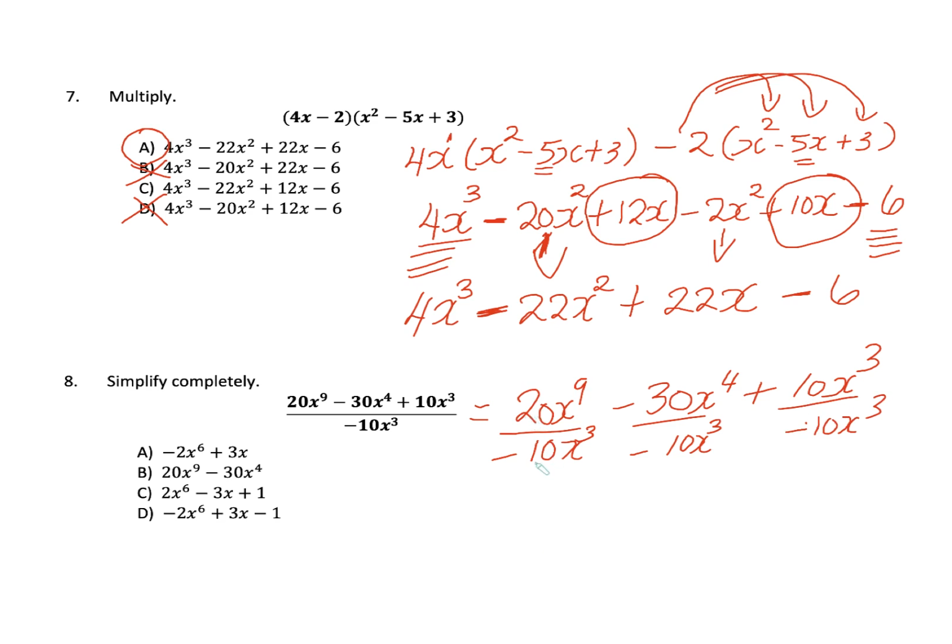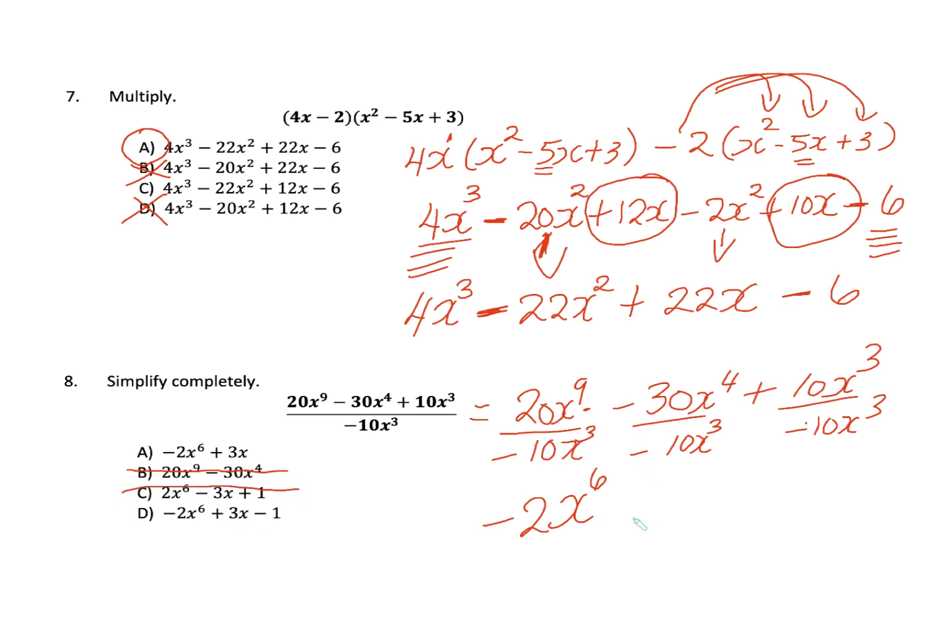So 20 divided by negative 10 is negative 2. And remember, this again is like the laws of exponents. When your bases match and you're dividing, you keep your base and you subtract. So 9 minus 3 is 6. So your first term should be negative 2x to the 6. Okay, so we can eliminate B and C.